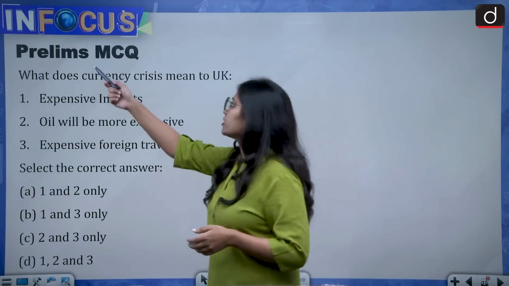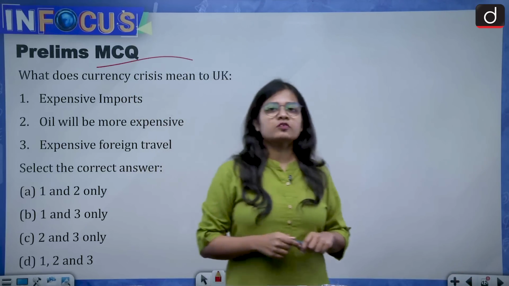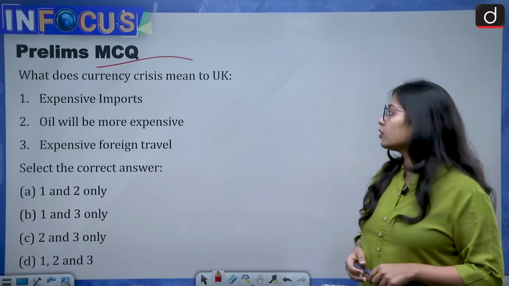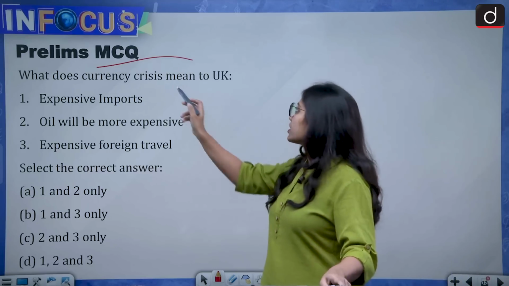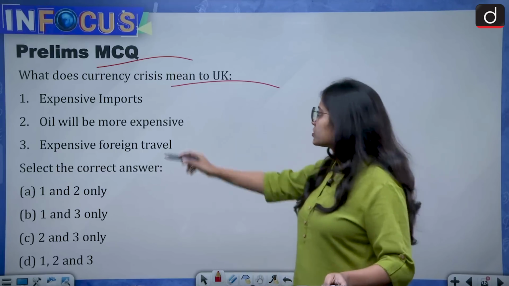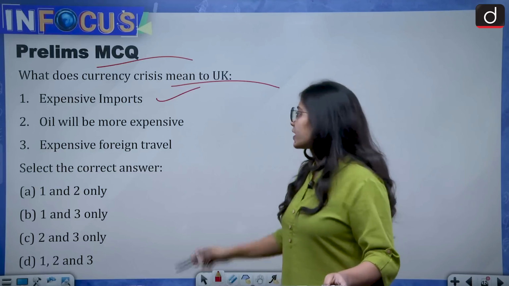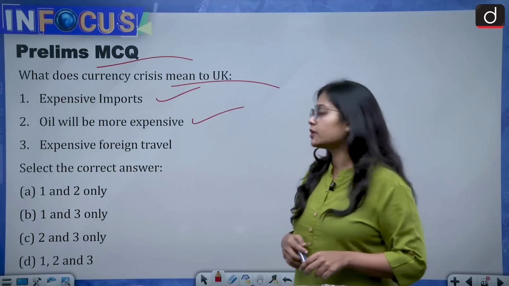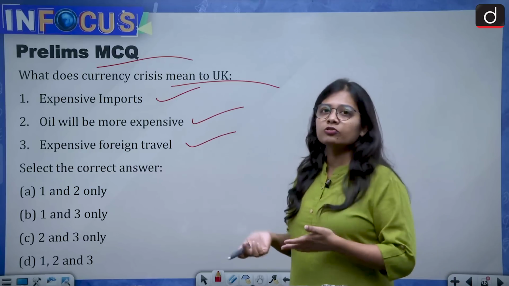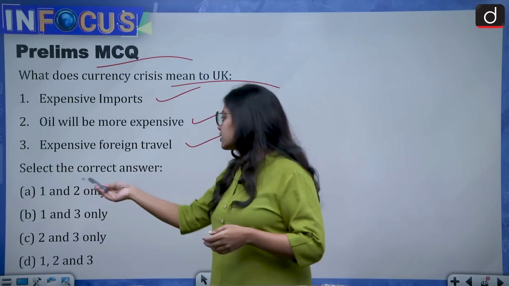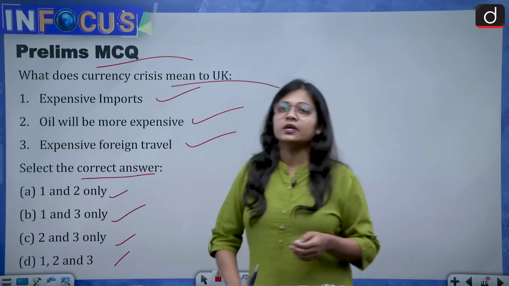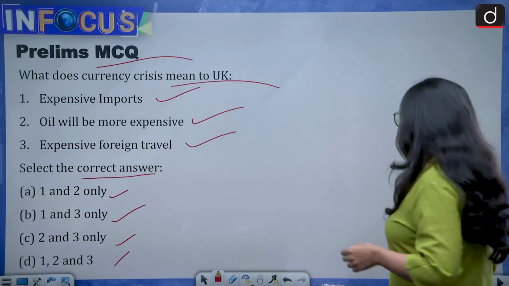Now let us come to the prelims MCQ. I think you will be able to do this one. We have done this many times, and this concept should be clear by now. It asks: what does a currency crisis mean to the people of the United Kingdom? First, imports would be expensive. Second, oil will be more expensive. And third, foreign travel will become expensive for travelers from the United Kingdom. You have to tell the correct answer, and the codes are: 1 and 2 only, 1 and 3 only, 2 and 3 only, 1, 2 and 3. You need to tell me the answer in the comment section.